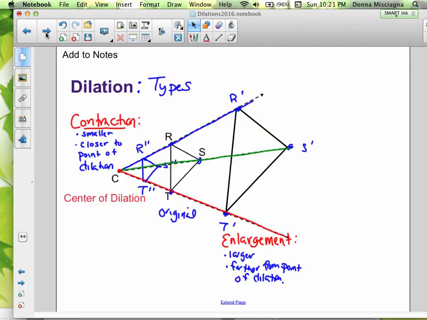All right, so I said add to notes, but I think actually it does have some information that's not in your notes. So add this into your notes. The diagram would be really helpful. I'll call it optional, but I think it would be very helpful. But I definitely want the types of dilations in your notes, as well as some descriptors for contraction and enlargement. I would draw this in because then you'll have a picture.